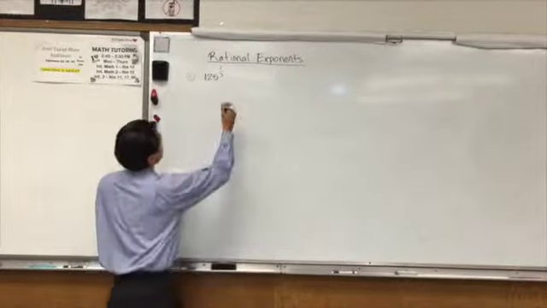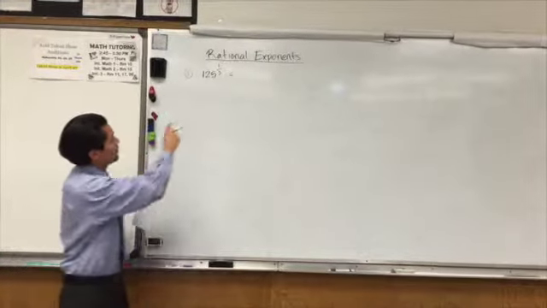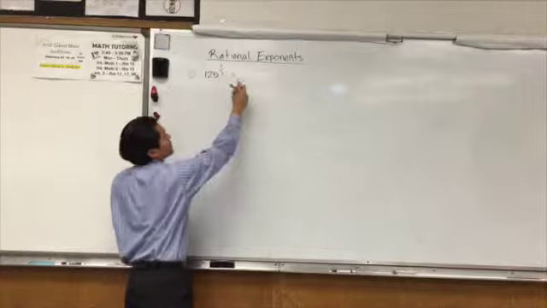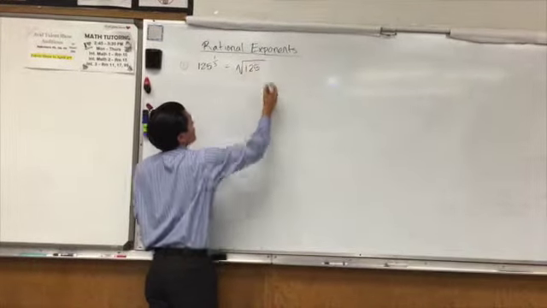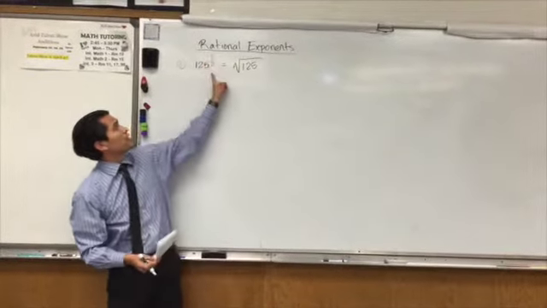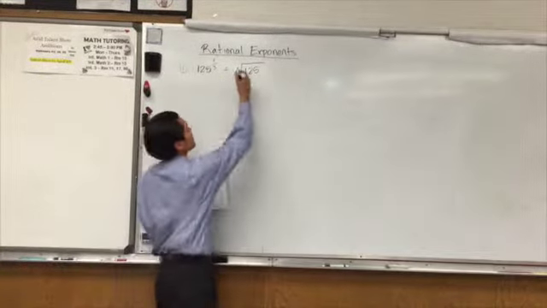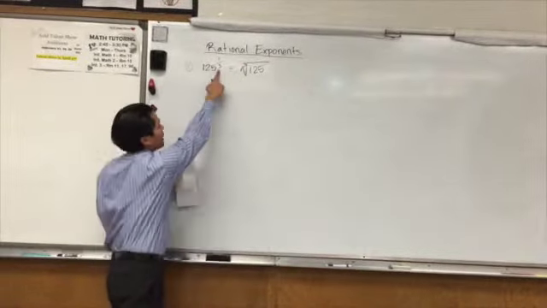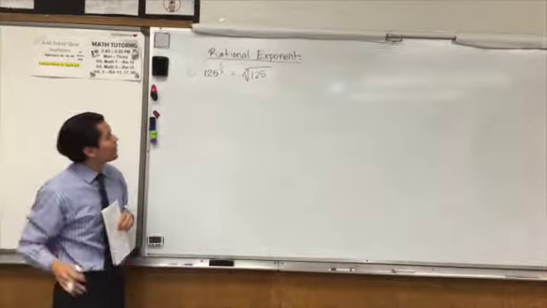Here we go. 125 to the 1/3 power. What you need to remember about exponents that are fractions is that they're basically radicals in disguise. 125 to the 1/3 power is the same thing as 125 to the 1 power inside of a radical that has an index of 3. Okay? So the denominator is the index, the number on top is the power. 125 to the 1/3 power.